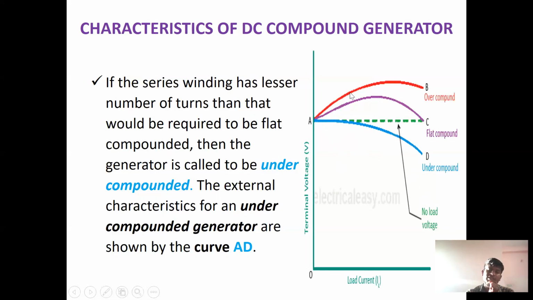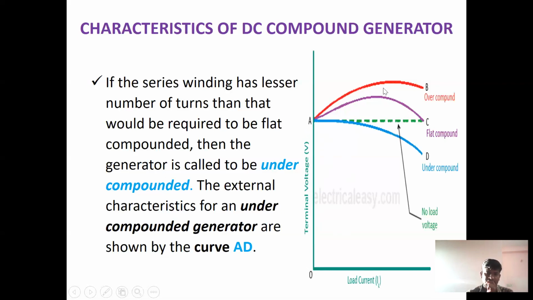If the terminal voltage increases, it is over compound characteristics. If the terminal voltage is constant by changing any load, it is the flat compound type. When the terminal voltage decreases by changing the load current, it is the under compound type. These curves represent the internal and external characteristics. Here we plot only terminal voltage against load current, that's why it is the external characteristics.